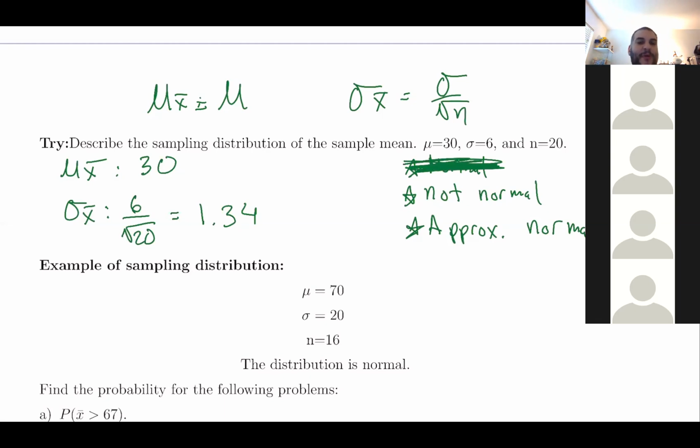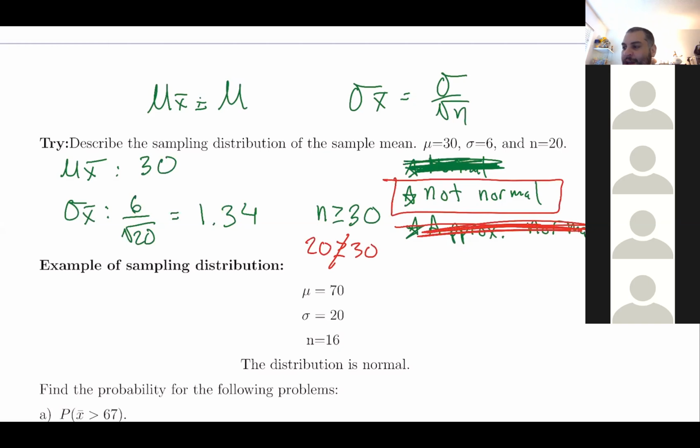So now we want to see if I could apply the central limit theorem. To see if I could apply the central limit theorem, I have to see if n is greater than or equal to 30. In this case, n is what? 20. So is 20 greater than or equal to 30? Well, no, it's not. So I could say it's not approximately normal, and we're going to say this is a not normal distribution. And that's it.